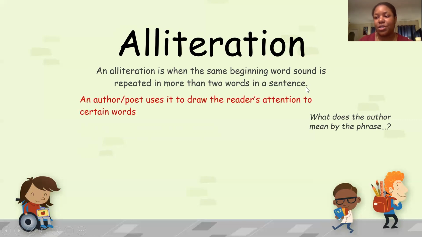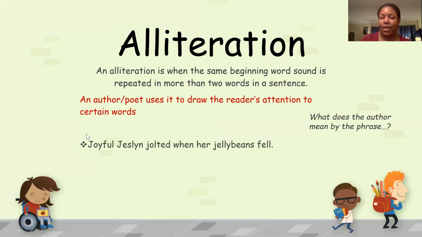An author will usually do this to draw attention to certain words, and sometimes also it makes the reading flow easily. So here is an example. I want you to pay attention to the j, j, j, j sounds. Joyful Jesslyn jolted when her jelly beans fell. So what does the author mean by the phrase? Just means that Jesslyn shook when her jelly beans fell.